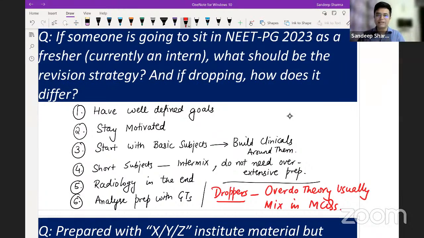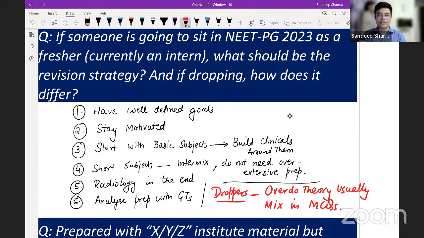In the post-PG life, again, there was a 6-month period where I dropped by choice because I was not getting a seat of my choice before I went into PGI. At that time also, I felt that the more time you have, the more time you tend to waste. So if you are a dropper, or you have adequate time available, Khaleel sir very rightly said, droppers tend to overdo theory. So you have to do theory, but also you have to practice the MCQs.